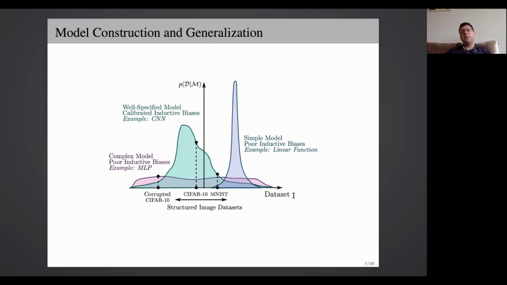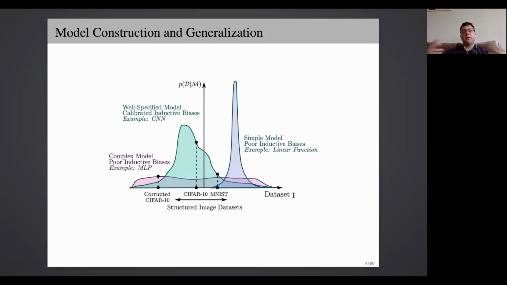We can consider a third type of model, like a convolutional neural net, which is in fact very flexible, but it also has very strong inductive biases encoded through properties like translation equivariance, this idea that if we translate an image, its class label should be unchanged. And these inductive biases are very important for generalization on a lot of high-dimensional natural signals.